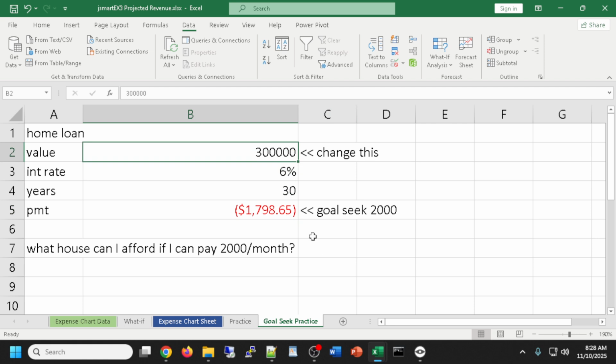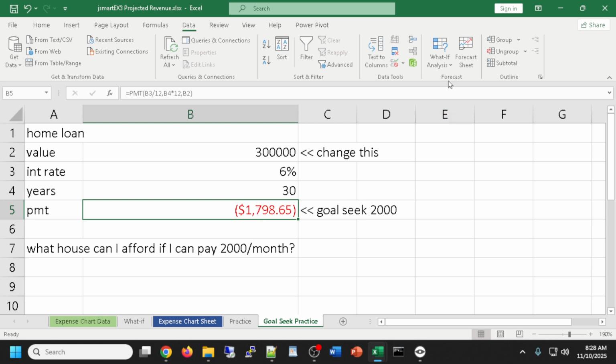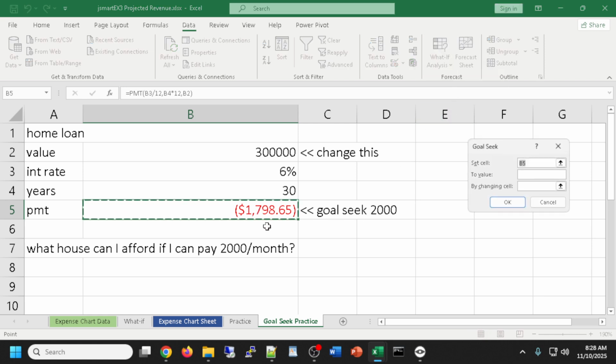So let's do the goal seek. It's up here under Data, What-If Analysis, Goal Seek. And just to make it easy to start, let's click on the cell I want to goal seek on before I click the goal seek. Then it automatically knows that's the value I'm goal seeking. So goal seek to what value? $2,000.